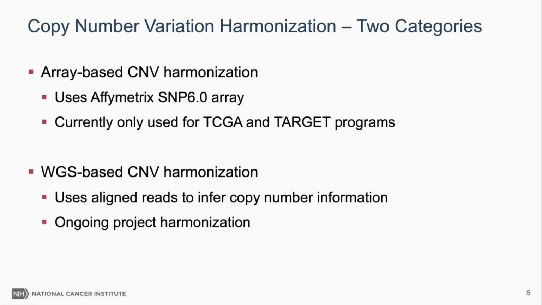Over the years, we have built and supported multiple pipelines. There are two main reasons for so many pipelines. First, we have used two very different strategies. One being the Affymetrix SNP6 array used in early projects like TCGA and TARGET. And then later we moved to projects with whole genome sequencing.